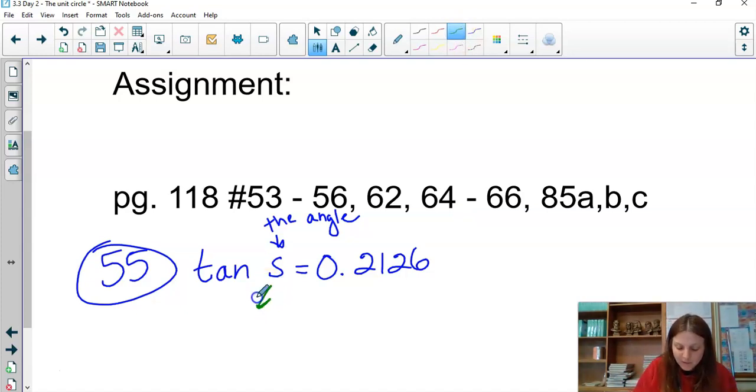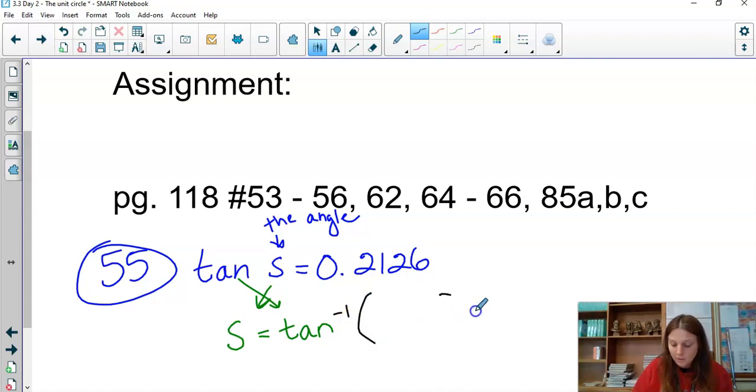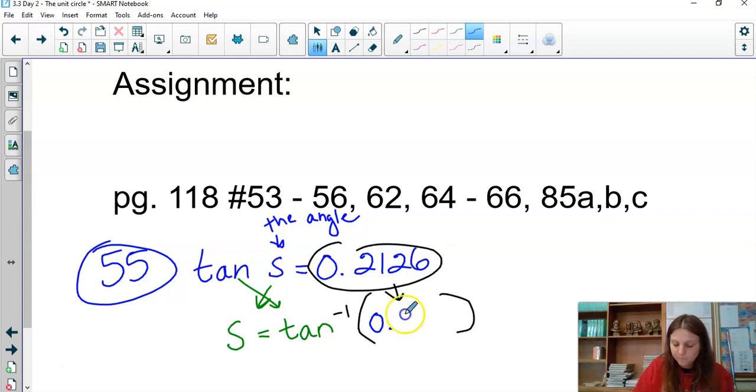I'm going to bring down the letter S. That's what I'm trying to find. I'm going to use the tangent. That's what's given. And anytime you're looking for an angle, S is the angle, that's what's missing. That's when you do the inverse of the tangent. So I'm going to take this number and bring it down, and I'm going to type this into my calculator. Make sure you are in radian mode when you type this in. These are still radians that we're working with.